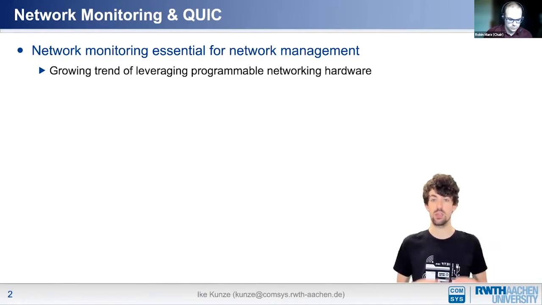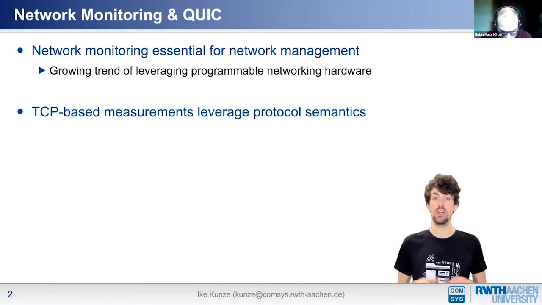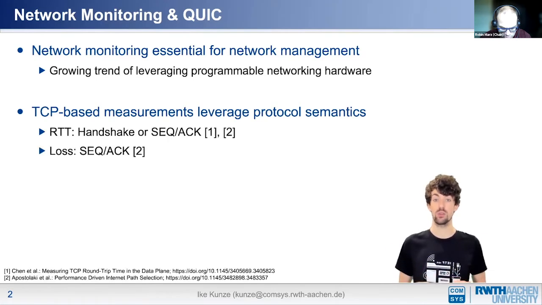However, these approaches often require control of nearly all of the participating entities and are thus typically not feasible for larger access networks. As a consequence, monitoring in these access networks mostly builds upon passively observing the traffic and thus often observing TCP. TCP measurements in general leverage protocol semantics that can be seen on the wire. For example, the handshake semantics can be used to determine the round-trip time, while sequence numbers and acknowledgements can also be used to determine the RTT as well as packet loss. Related work has further already shown that these concepts can also be realized on programmable networking hardware.